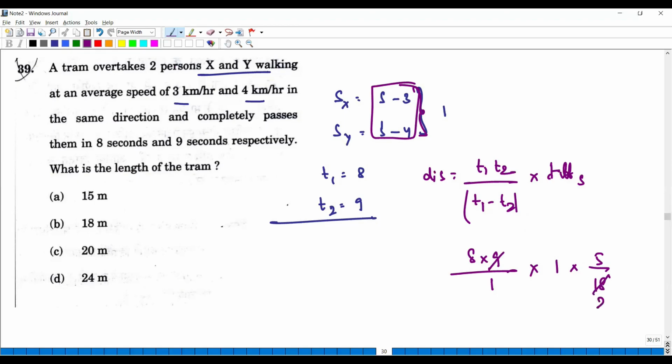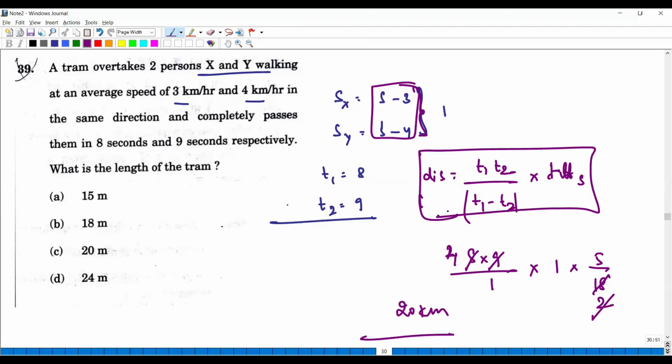9 ones are 9, 2 ones are 2, 4 fives are 20. So only by using this simple formula, you can find out the answer. But knowing the formula is a little bit difficult. That is the reason I've kept it in moderate. Otherwise, it will be an easy question.